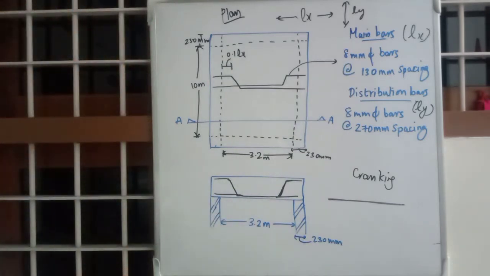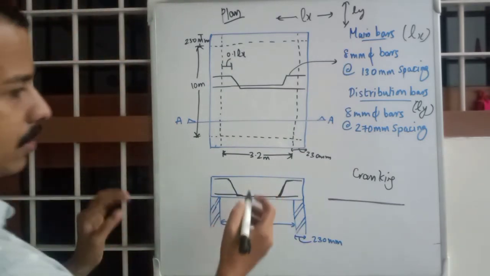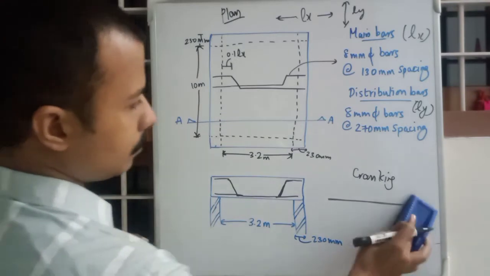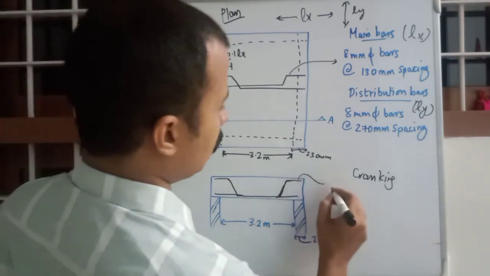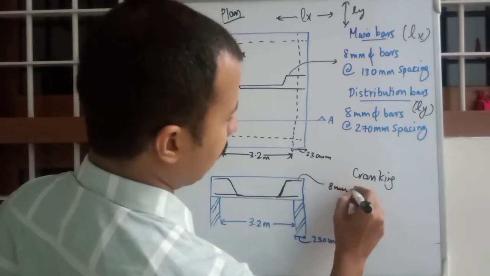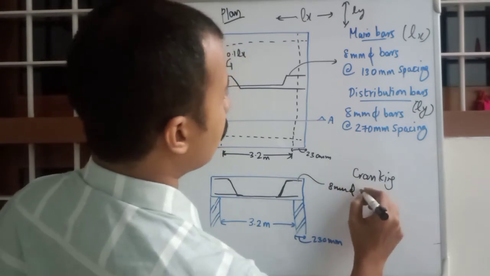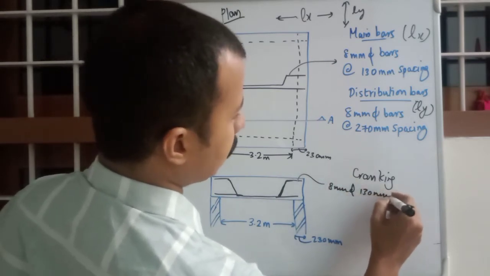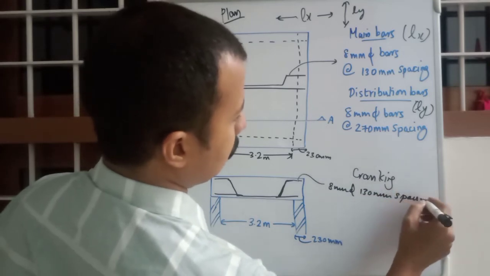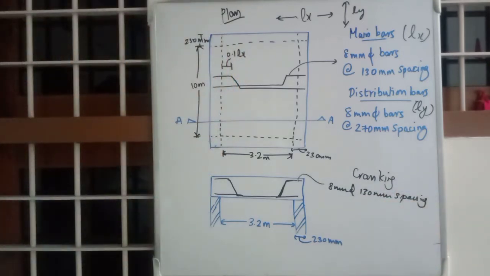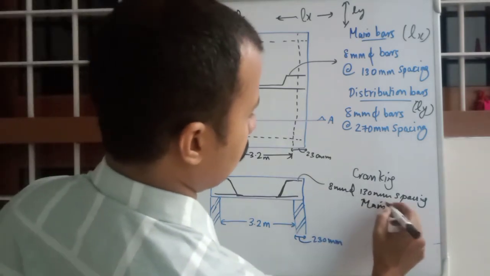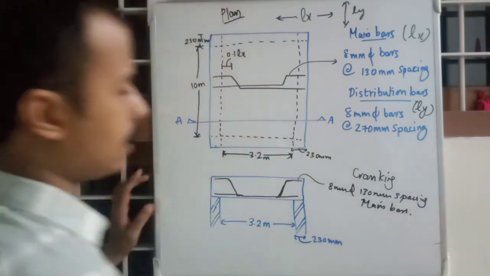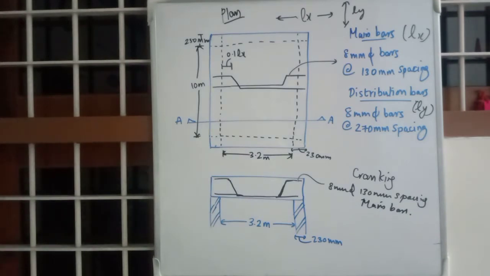And this will be the main reinforcement, and similarly this will be 8 mm dia, 130 mm spacing, main bars. Okay, so that is main bars.